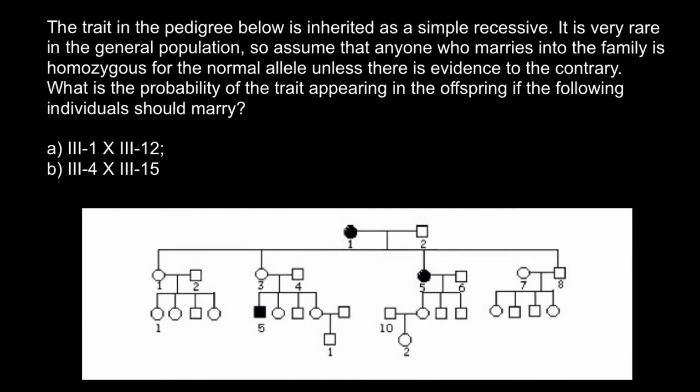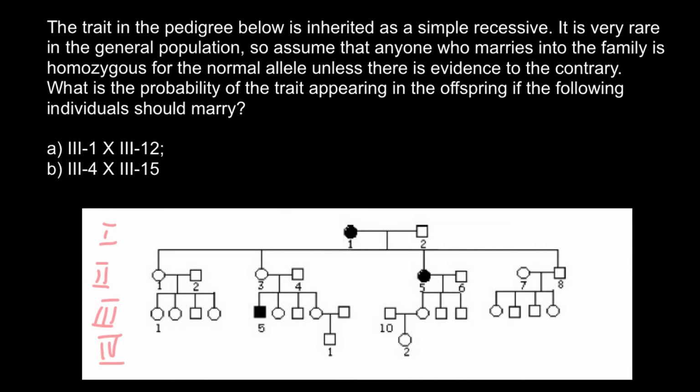As you see, here are two crosses. First of all, I want to say that we have one generation, second generation, third generation, and fourth generation. So let's use Roman numerals to designate each generation: first generation, second generation, third generation, and fourth generation.